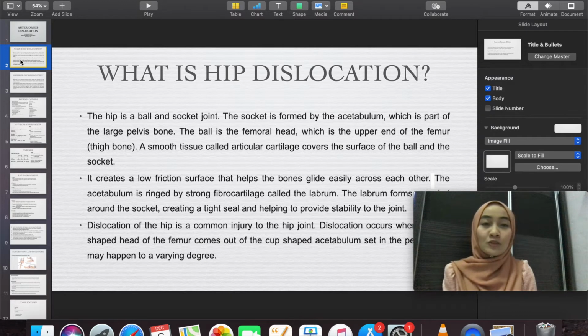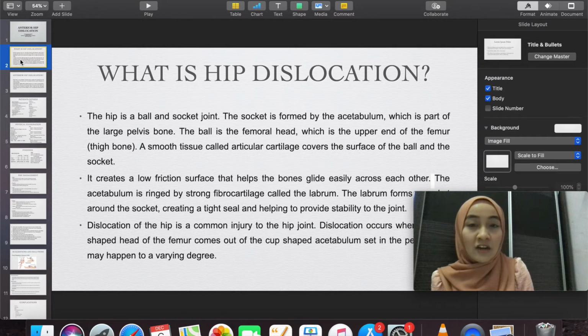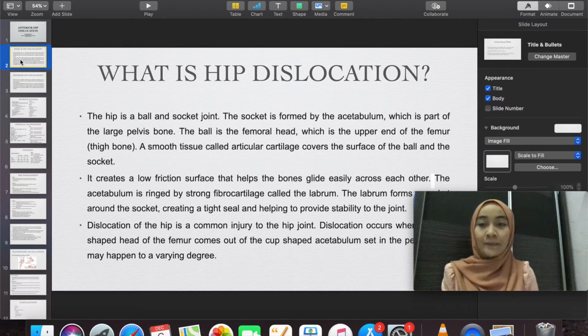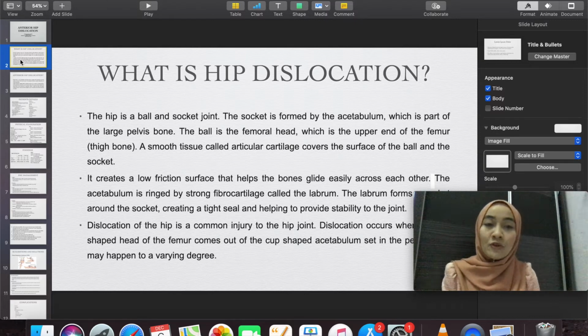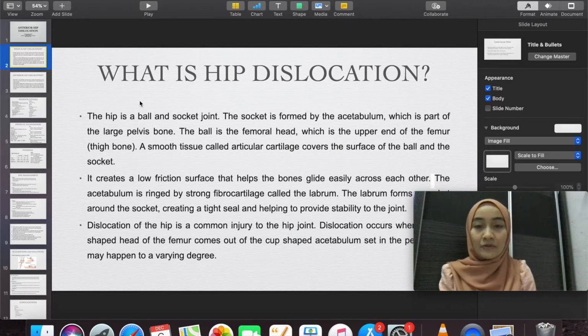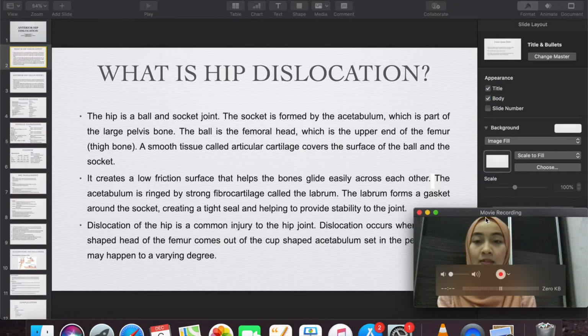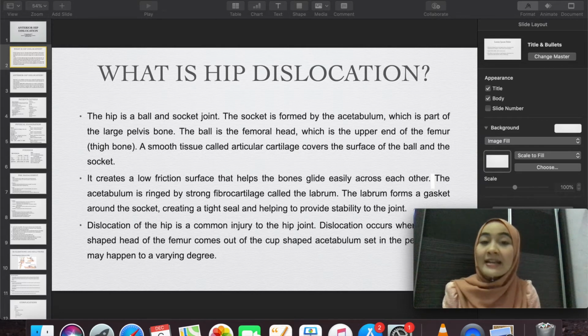A smooth tissue called articular cartilage covers the surface of the ball and the socket. It creates a low friction surface that helps the bones glide easily across each other. The acetabulum is ringed by strong fibrocartilage called labrum. The labrum forms a gasket around the socket, creating a tight seal and helping to provide stability of the joint.